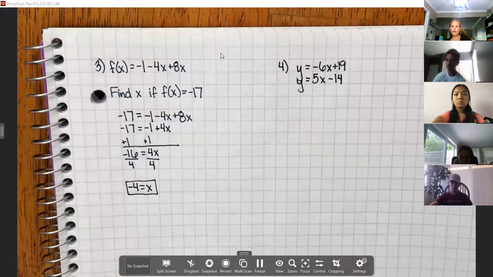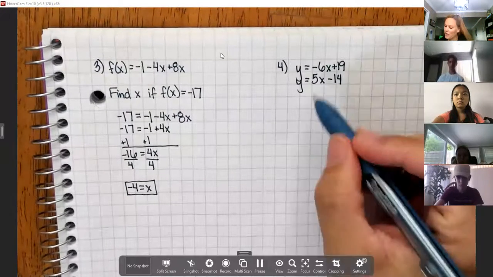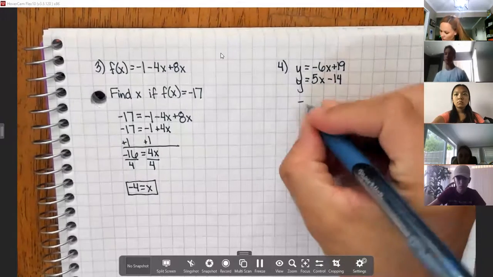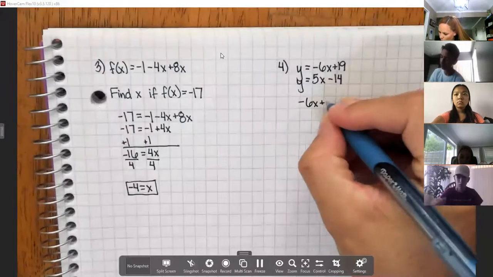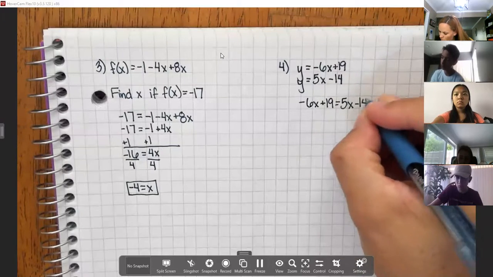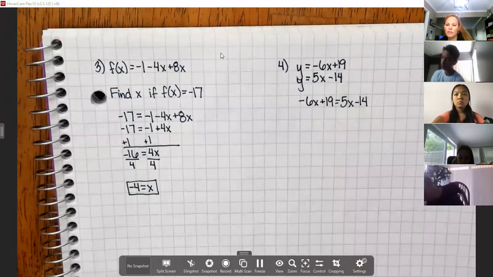On number 4, we have a system of equations. I'm not going to write the directions for each of these because it's just not necessary, I don't think. So when they're both y equals something, you just set them equal to each other. So -6x plus 19 is equal to 5x minus 14.